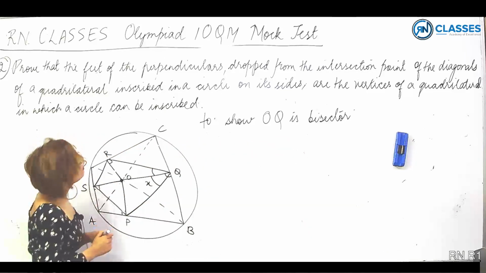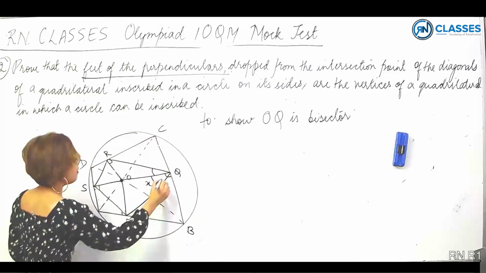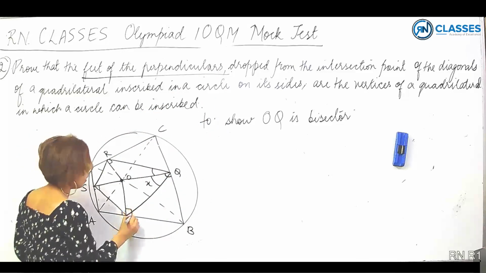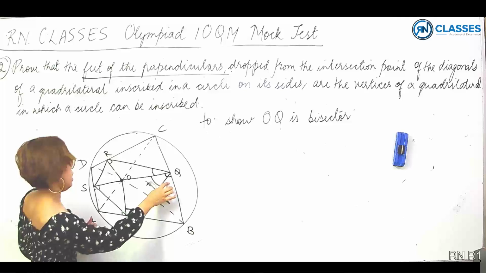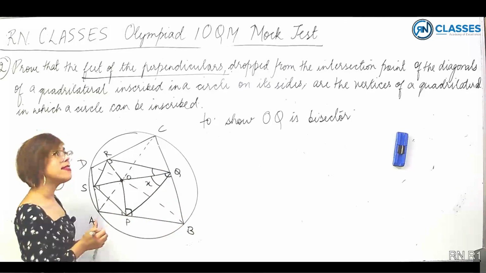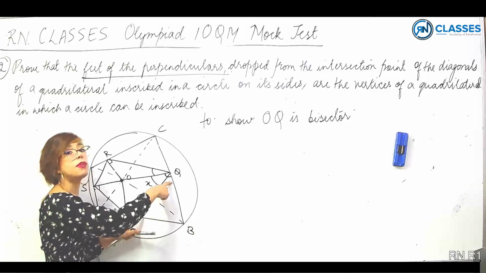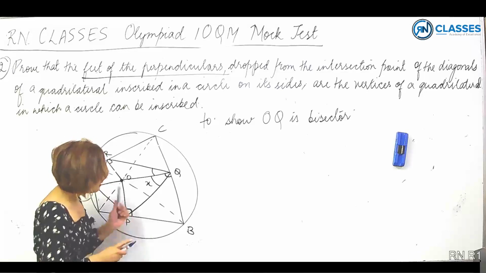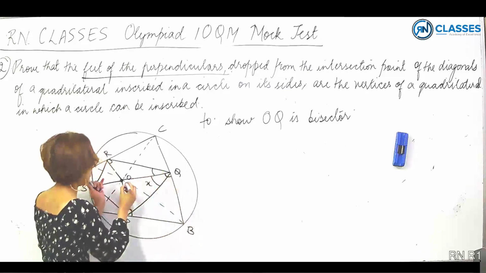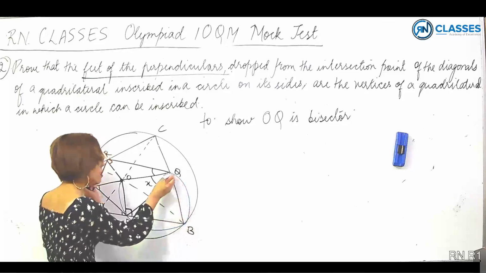Check. What are we using? Perpendiculars, that means 90 degrees. This is 90 degrees, this is 90 degrees. OQBP is a nice kind of quadrilateral. The sum of opposite angles is 180 degrees. That means this quadrilateral is nothing but a cyclic quadrilateral. That means there is a circle passing through.